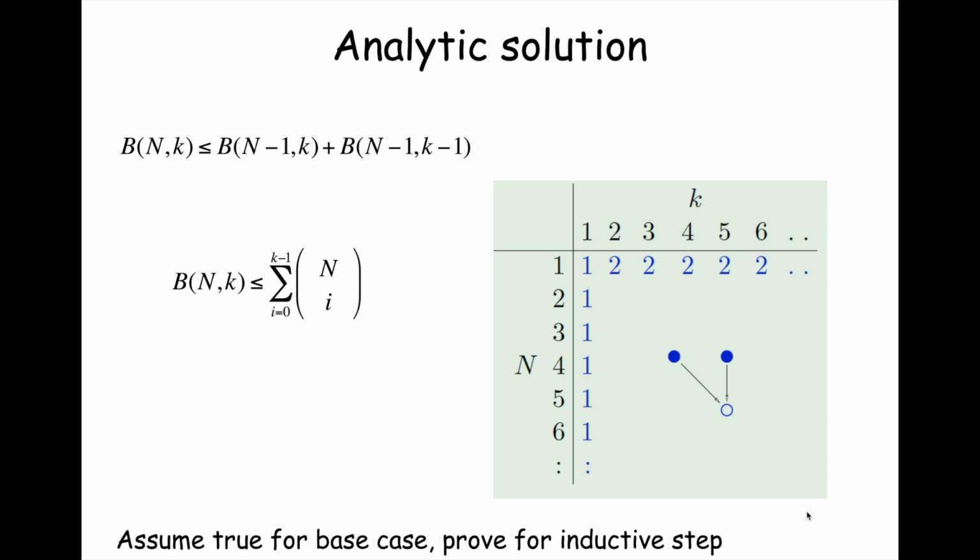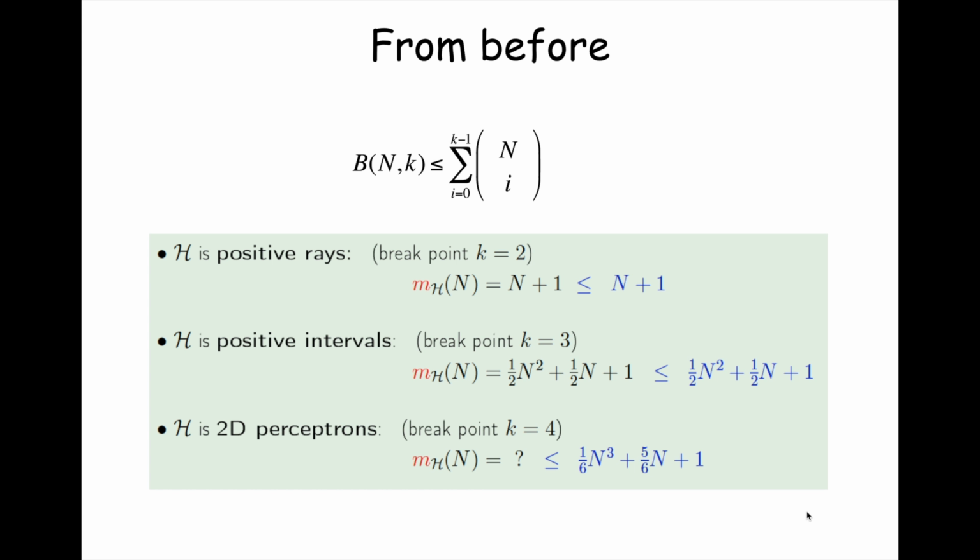And so given this upper bound, we also showed that it is polynomial in the input size. I'm trying to remember. And so we showed all that, and we assumed true for the base case and showed for the inductive case.